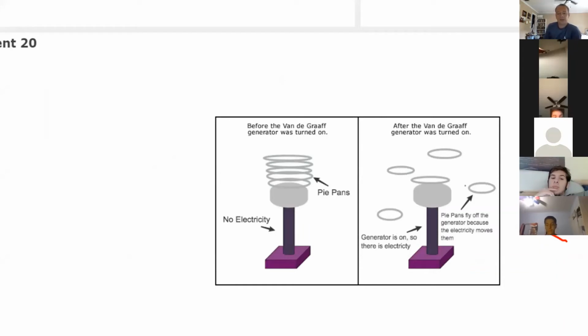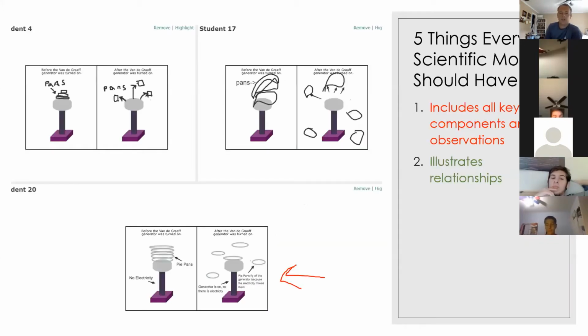We'll talk about that later, but at least for right now, it shows some sort of relationship. Okay, so the first thing is include all key observations. Second, illustrate relationships. Third, it should include labels.